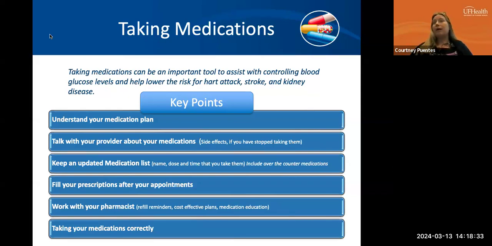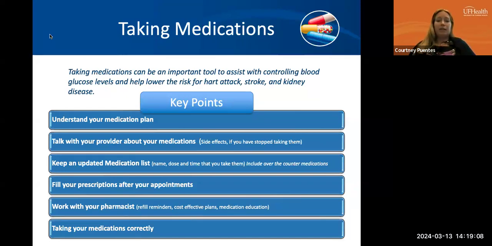Talk with your provider about any side effects. I've seen some people classify themselves, and I don't like this word, as non-compliant. If you're finding something is why you're not taking that medication, is it the side effects? Are you experiencing something that's making you not want to take it? That's important to talk to your provider about, so that the plan can be adjusted or they can look for other opportunities for management. If you have stopped taking them for any reason, make sure you let your provider know.